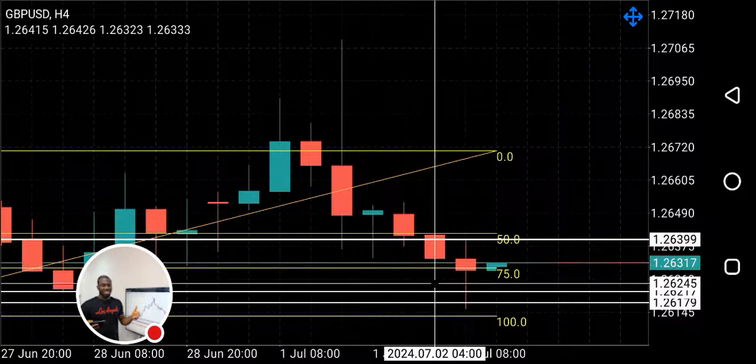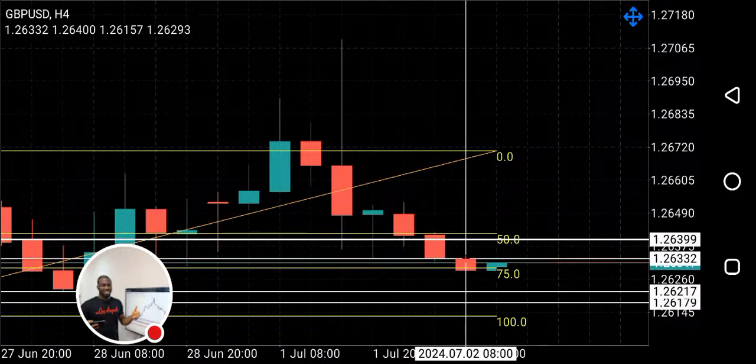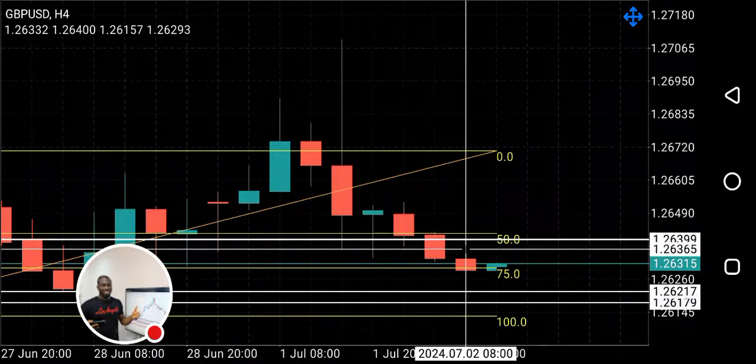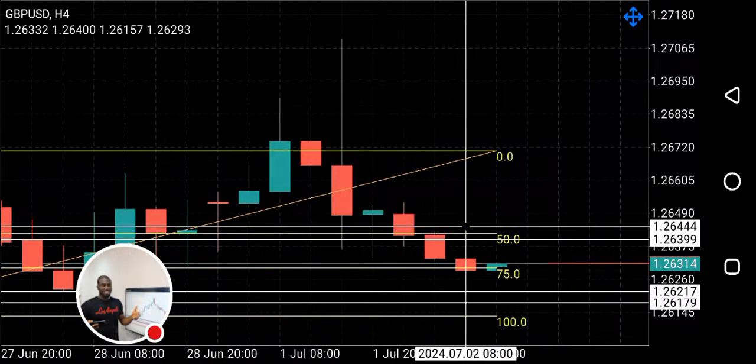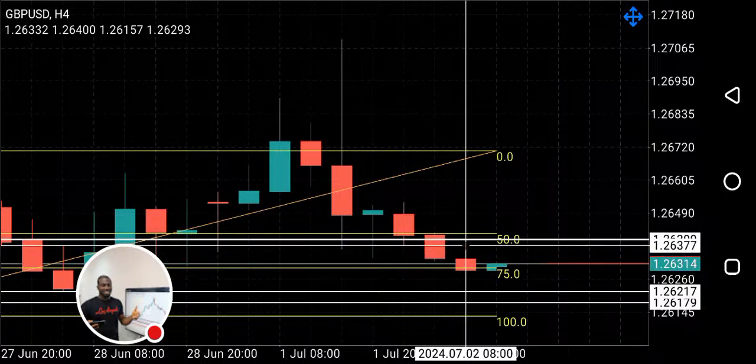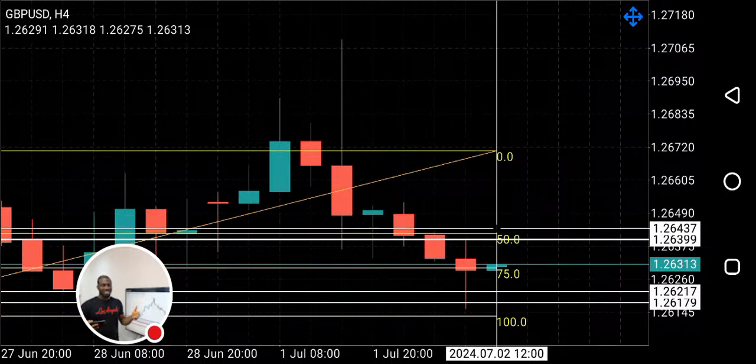Remember the strategy, our rules. After liquidity has been cleared, the next thing we look out for is the candlestick pattern that forms on maybe 4 hour or 1 hour time frame. If the candlestick pattern is a bullish reversal pattern, then we should consider buying. And as you can see, the previous 4 hour candle closed bearish.